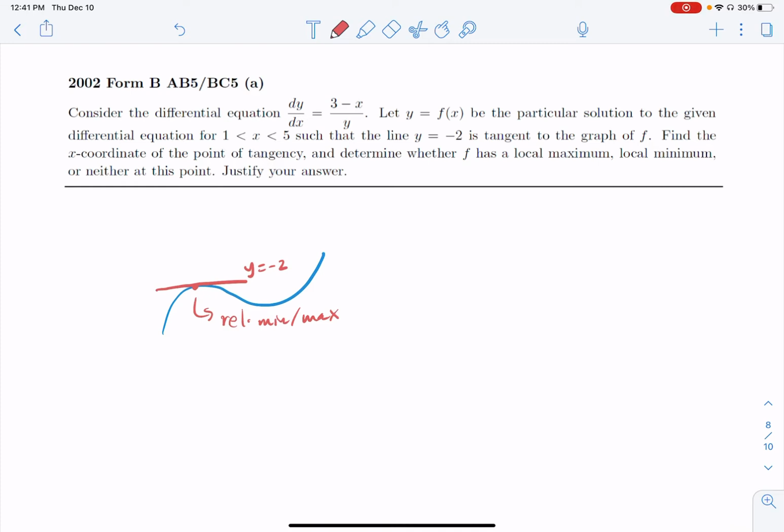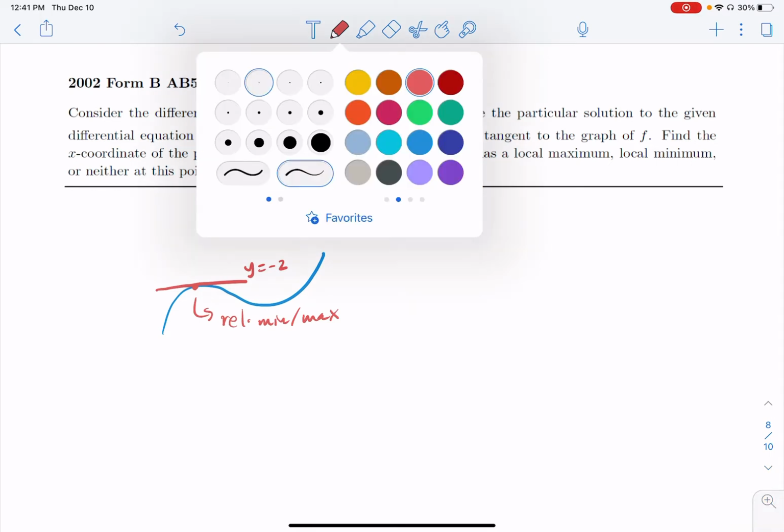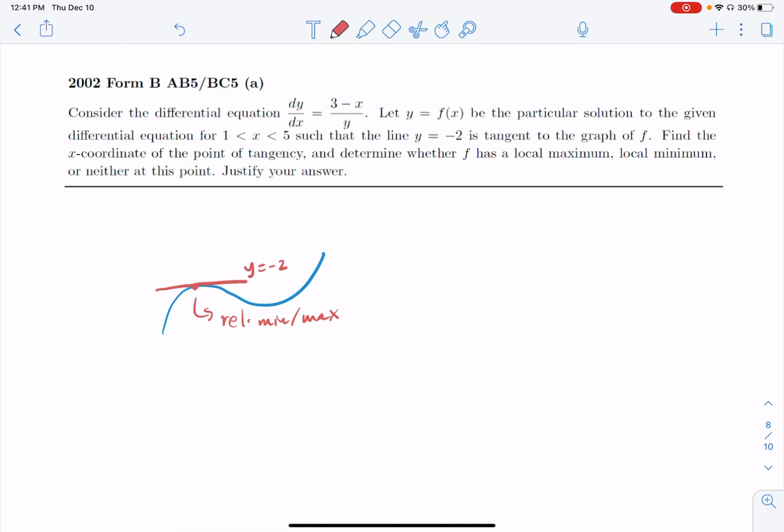Well, I think I may have misspoken, because it is entirely possible that we have ourselves, let's say, a point of inflection, and the point of inflection could be a horizontal tangent line as well. So that's why it's saying, hey, let's make a determination whether or not f has a local minimum, maximum, or neither one at that particular point. But again, notice it says to justify your answer. Okay, so the first part of this, we need the x value.